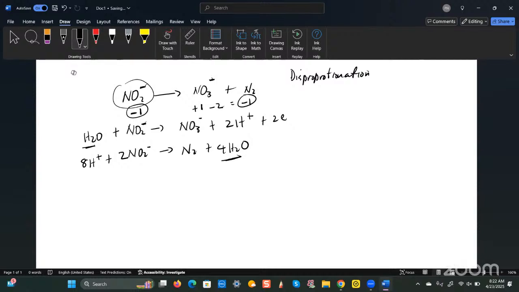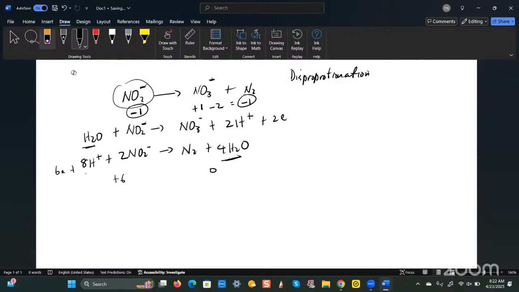For the second half equation, we have a total of 8 minus 2, so that's +6 on this side, and on this side we have 0. So the question now becomes, to which side do we add electrons and how many? The left. How many would you add to the left? 6. 6 electrons, exactly. So 6 electrons to the left, and that balances the charges.